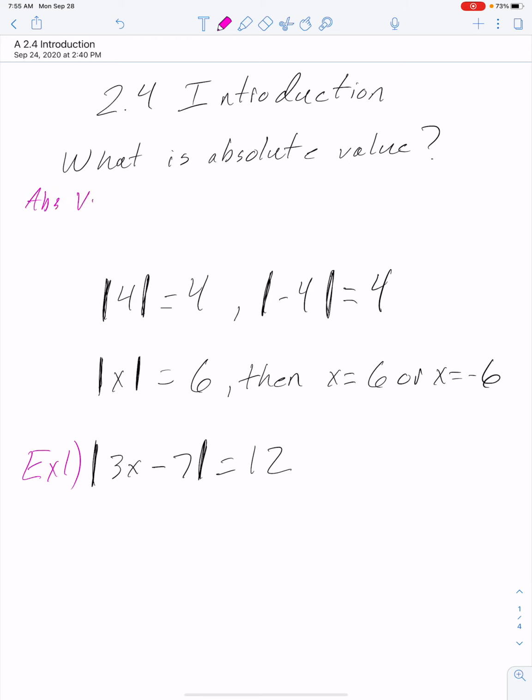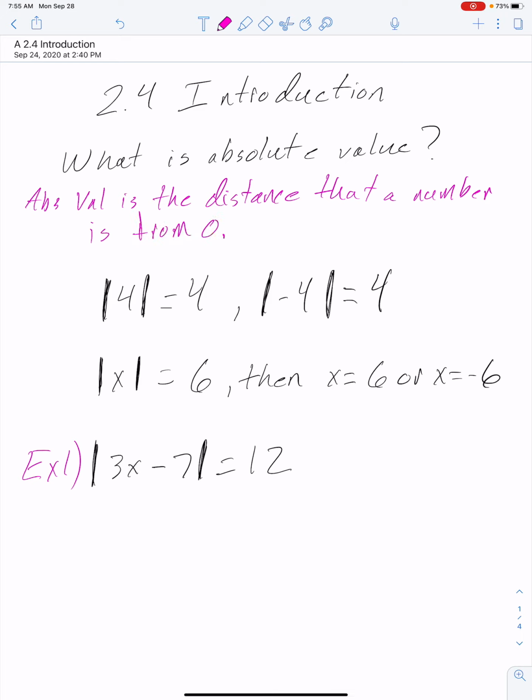Absolute value is the distance, and the key word here is distance, that a number is from 0. Now, distance is always measured as a positive value. You can travel 10 miles, and whether you go north, south, east, or west, it will still be 10 miles. So what that means is that whether we're looking at 4 or negative 4, they're going to have the same absolute value of positive 4.